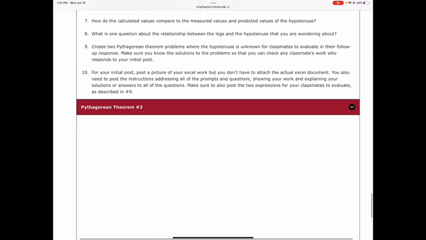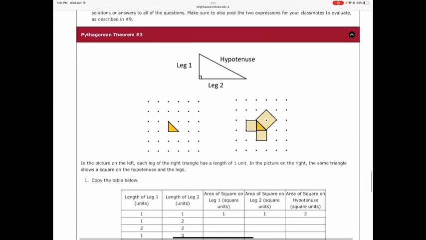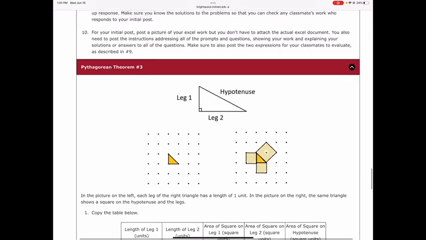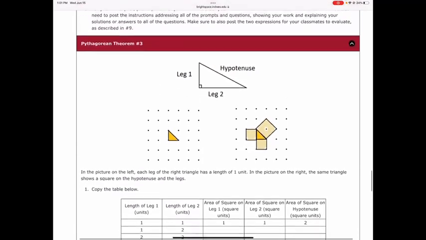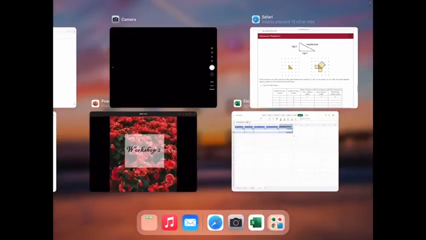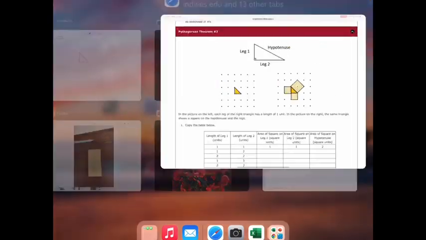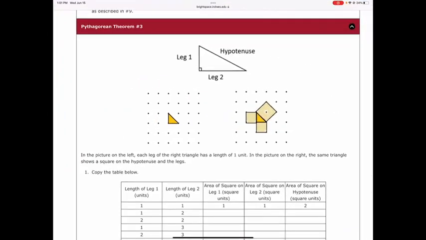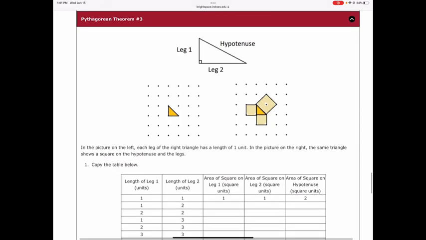All right, the last one is Pythagorean theorem number 3. For this one, the first thing you're going to do is draw a triangle with each leg as 1 unit by 1 unit. It did this one for you. And then you're going to make a square off each leg. And then it says, hey, what's the area of that square off each leg?